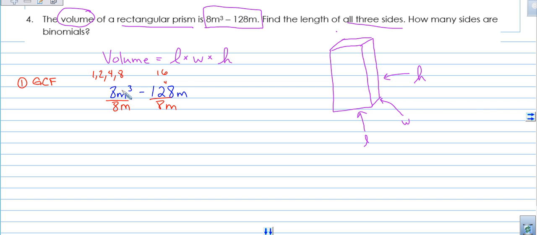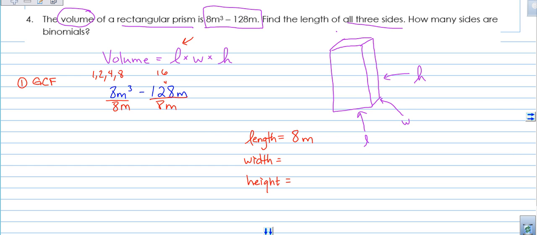Do they have more than one m? Nope, because this one only has 1. So you take really the smallest m that you have. So there's 3 m's here, and there's only really 1 m here. So you can only take 1 m out. So now if I was writing my answer, I would say the length equals, the width equals, and the height equals. Okay? And the length, let's just call that the first measurement that we get, or the first factor we get. And the first one that we can take out is 8m.